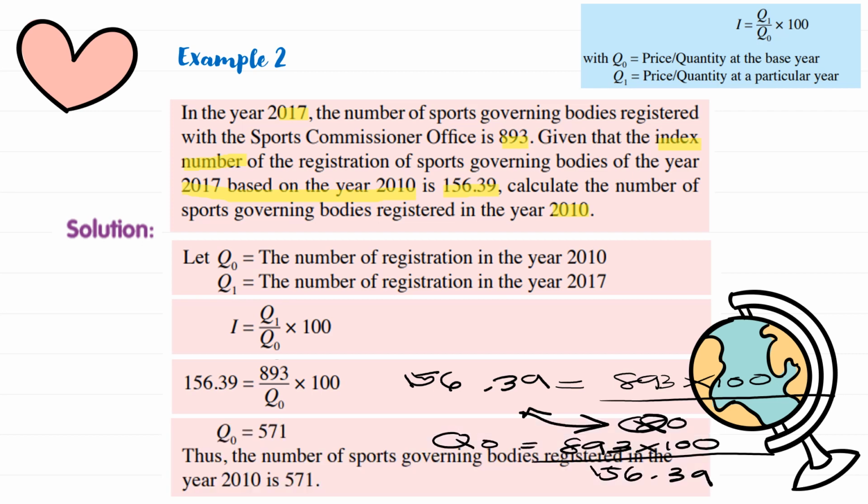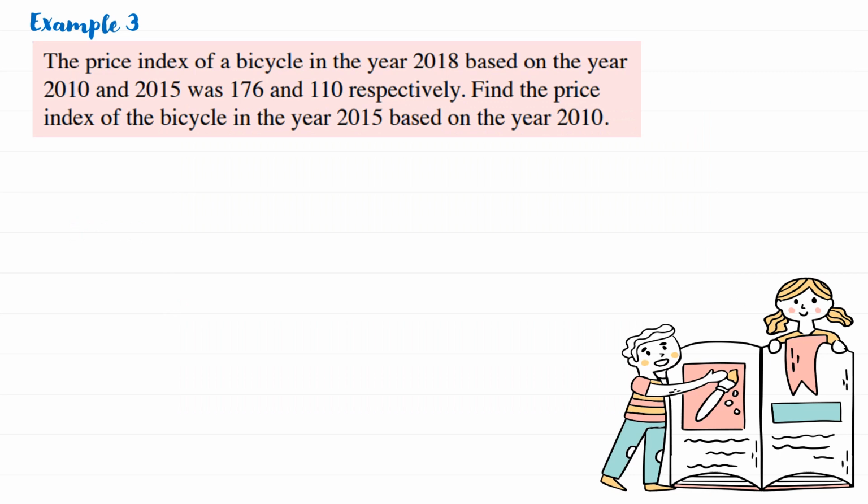If you press the calculator, 893 times 100 divided by 156.39, you will get 571. Thus, the number of sport governing bodies registered in the year 2010, which is the base year, is 571. Okay, example number 3.